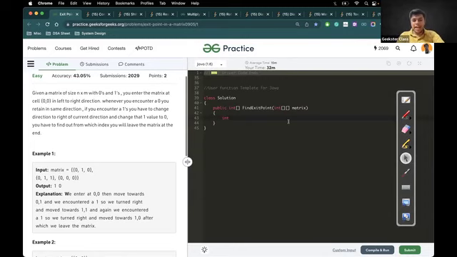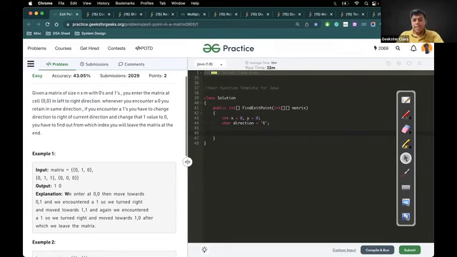So I will take the x coordinate initially as 0 because we have to start from the top left corner, and y coordinate also 0. And I will take a direction which will be a character, and initially according to the problem the direction is from left to right, that is towards right. So initially the direction will be right.